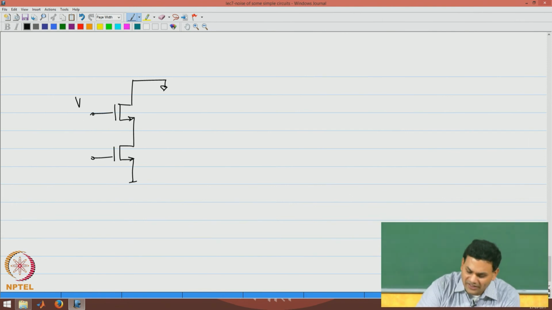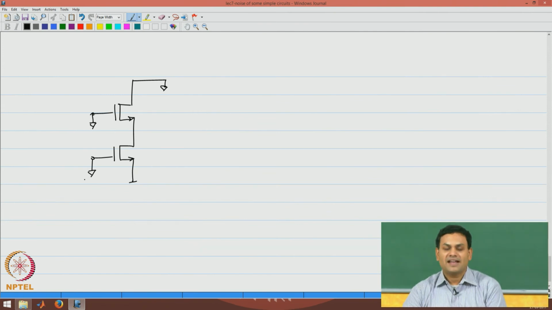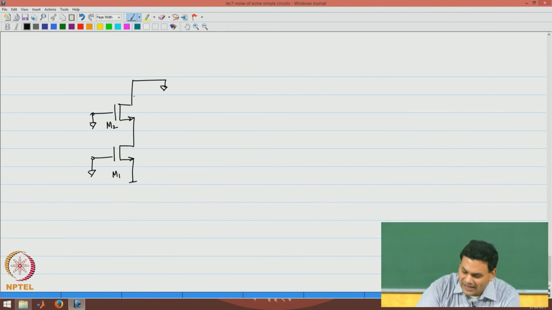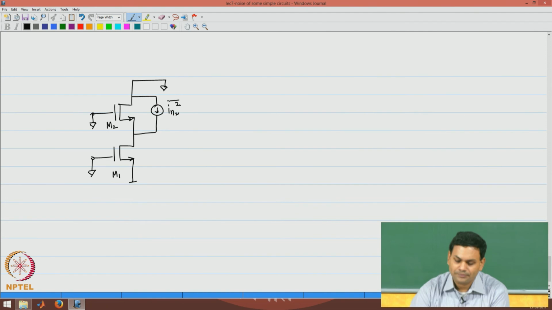Now, for this particular case, both the gates of M1 and M2 are grounded, and I am now looking at a current source between two nodes. To analyze this circuit, we will use a small network analysis technique.